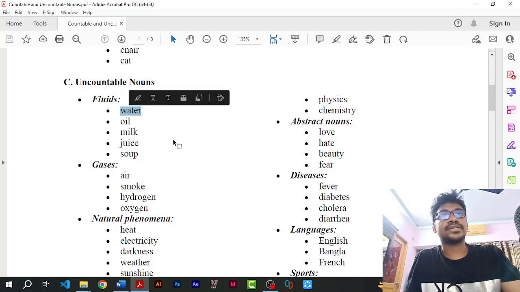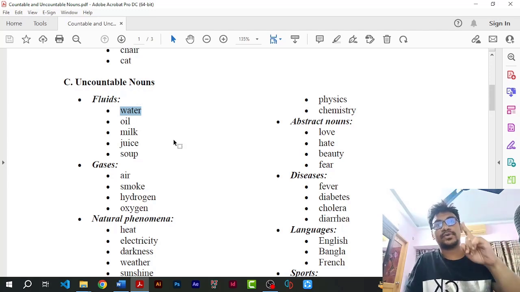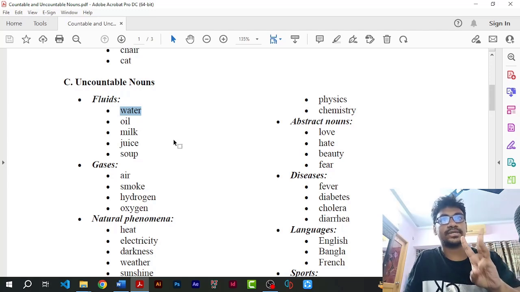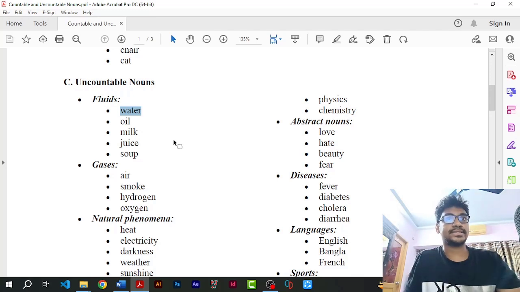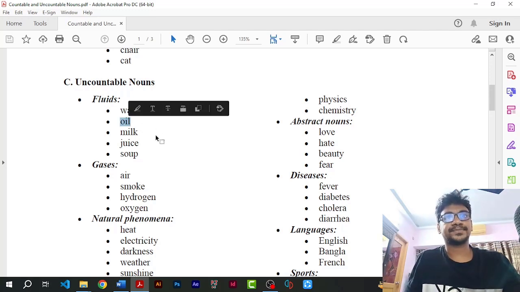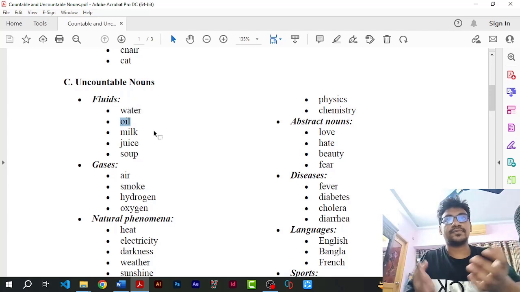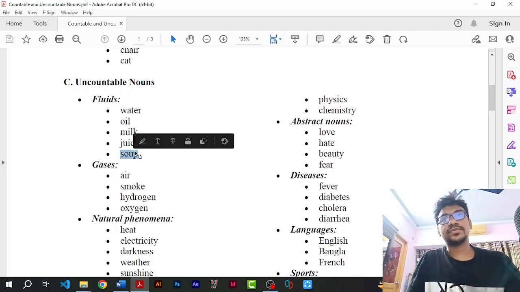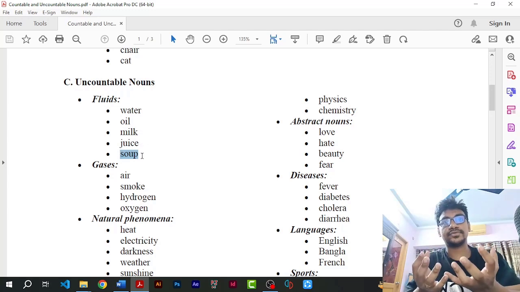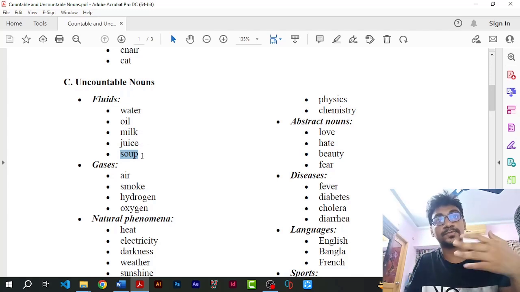So you cannot actually count water like 1 water, 2 waters, 3 waters. It's like 1 water bottle, 1 water jug, a mug of water, 2 mugs of water. So you need units to count fluids. The same goes for oil, like 1 container of oil, 1 tank of oil, 2 tanks. The same goes for milk, juice, soup. There can be a bowl of soup. We cannot say there are many soups.